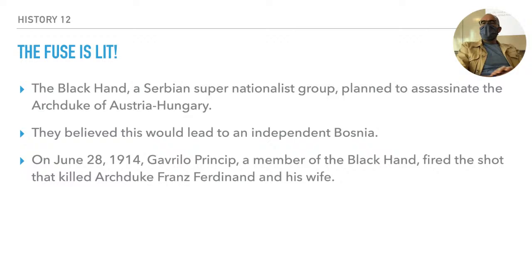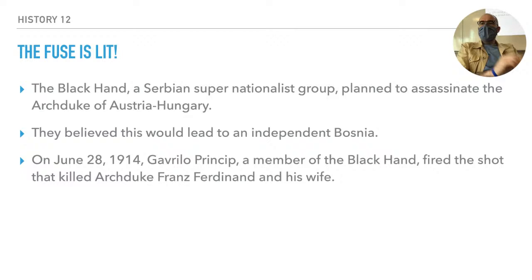Car drives by the second guy. The second guy is brave enough, pulls the pin, throws the grenade, but he misses. So the car drives by with Franz Ferdinand. The grenade rolls under another car, blows up. Everybody panics. It's total panic. Everybody runs away. Franz Ferdinand's car drives off, and the plan is foiled, right? See, he got away.